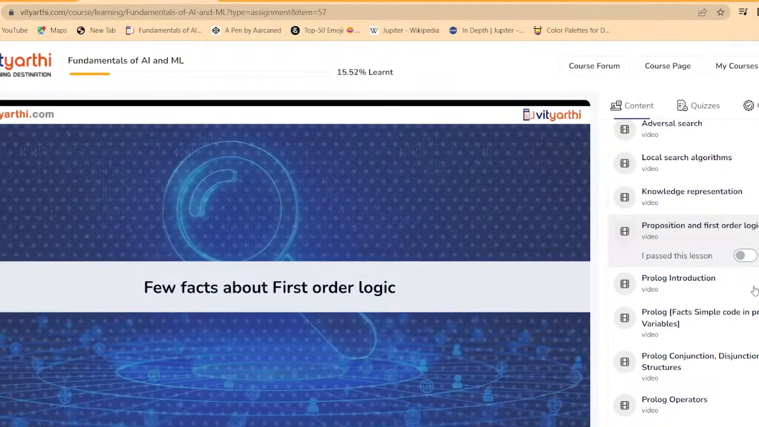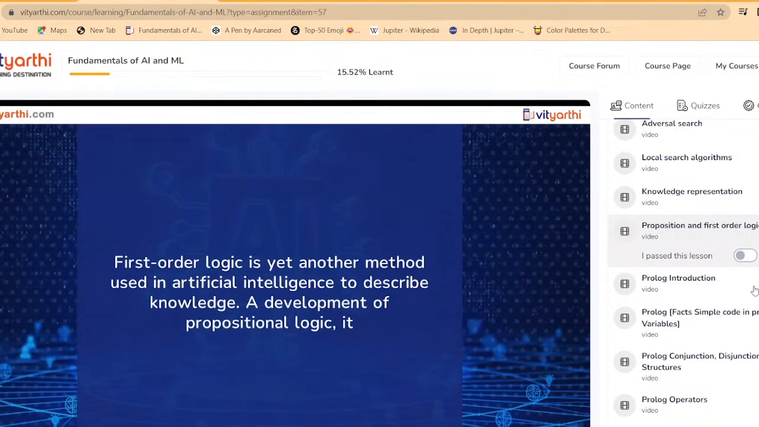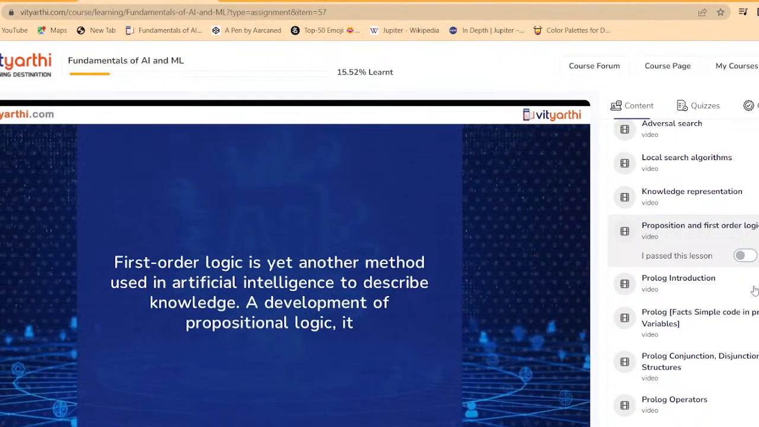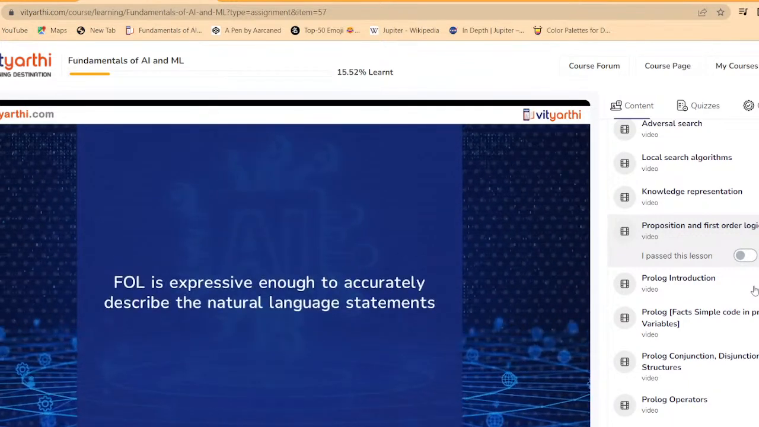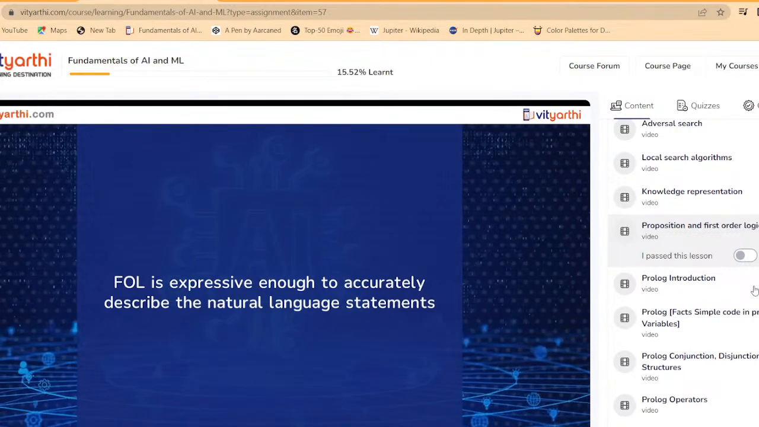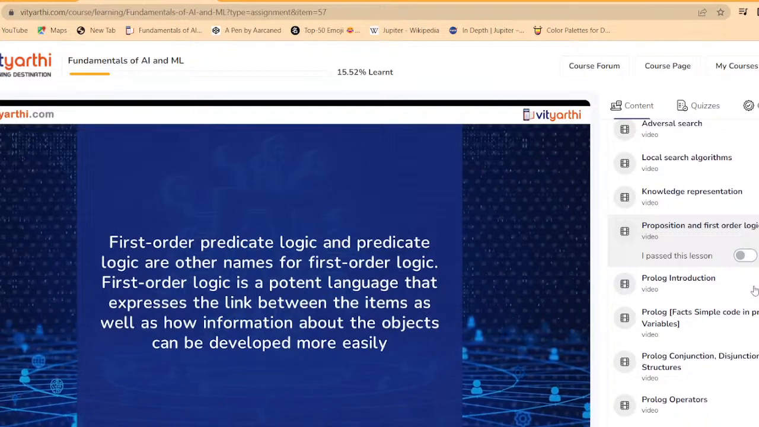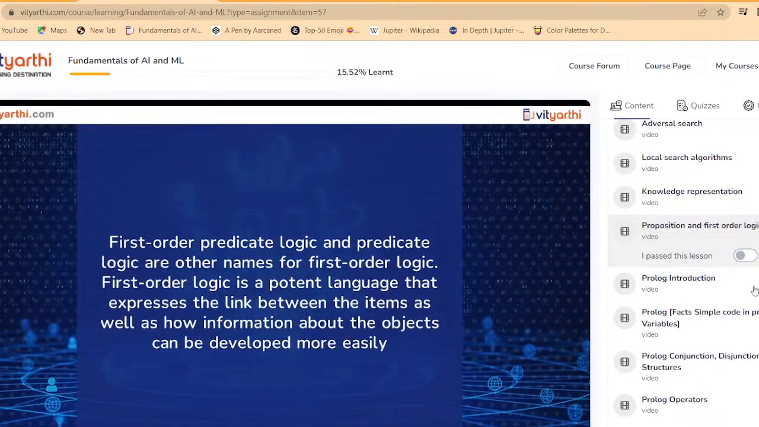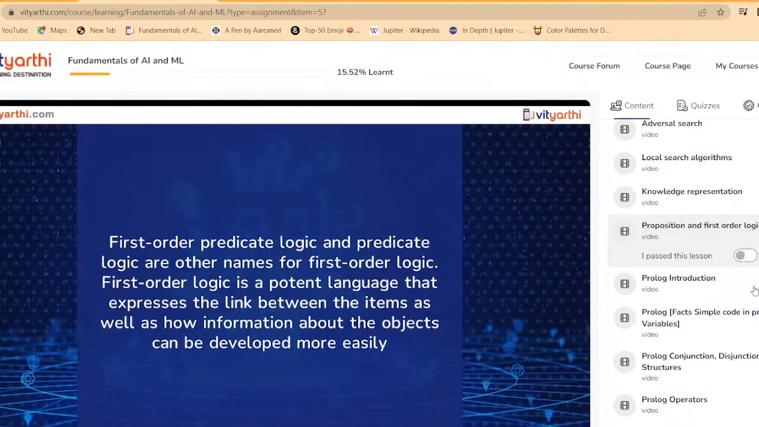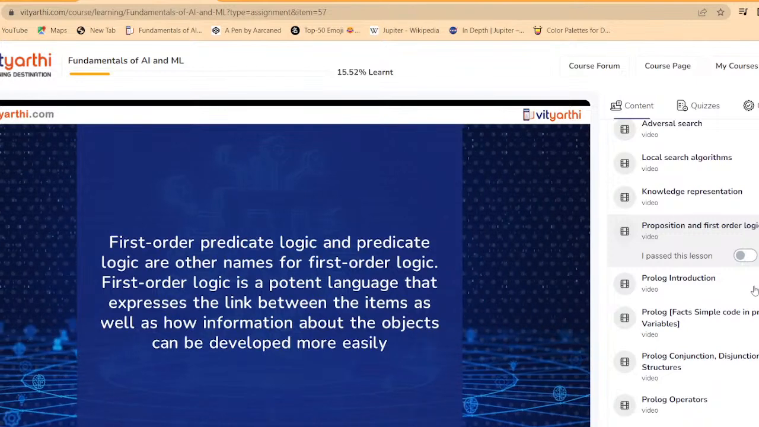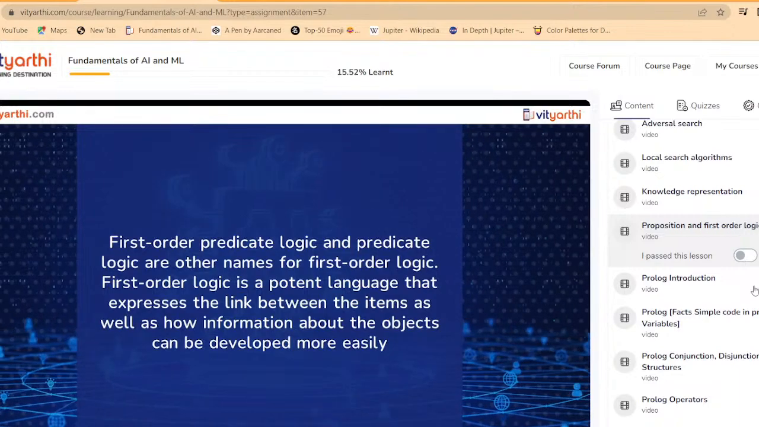There are a few facts about first order logic. First order logic is yet another method used in artificial intelligence to describe knowledge. It is a development of propositional logic, expressive enough to accurately describe natural language statements. First order logic is also called first order predicate logic or predicate logic. It is a potent language that expresses the link between objects as well as how information about the objects can be developed more easily.